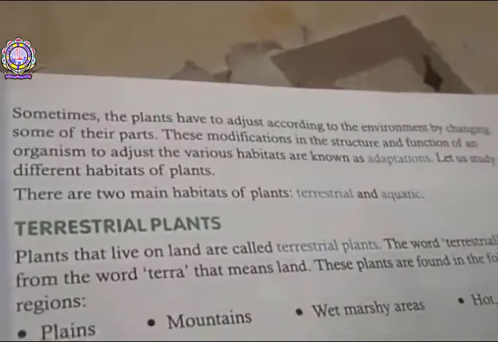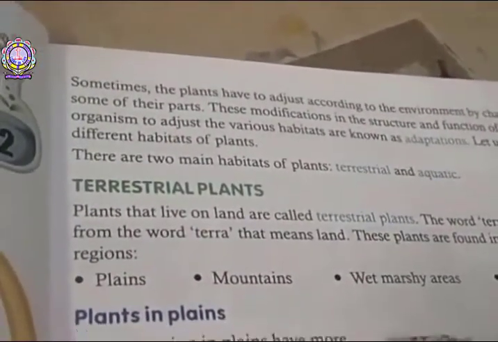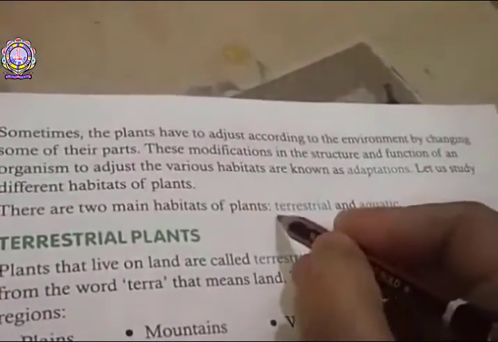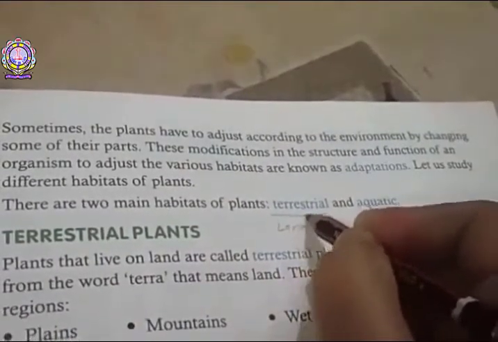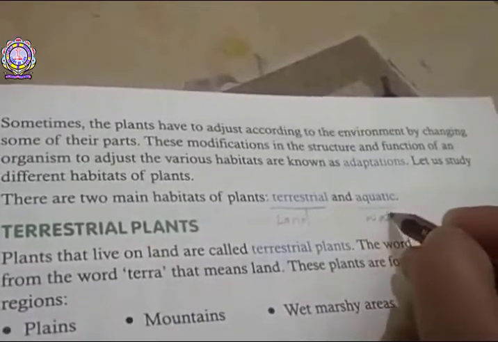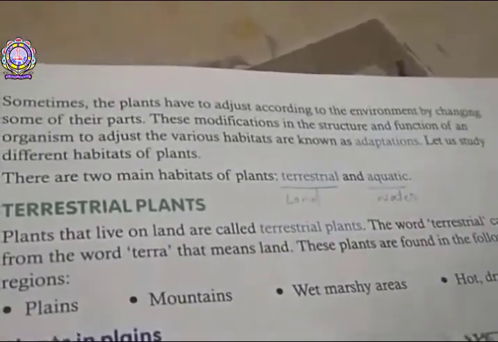Let us study different habitats of plants. There are two main habitats of plants, terrestrial and aquatic. Terrestrial means land. Terrestrial means plants that grow on the land, and aquatic means water. Plants that grow on the water or under the water are called aquatic.